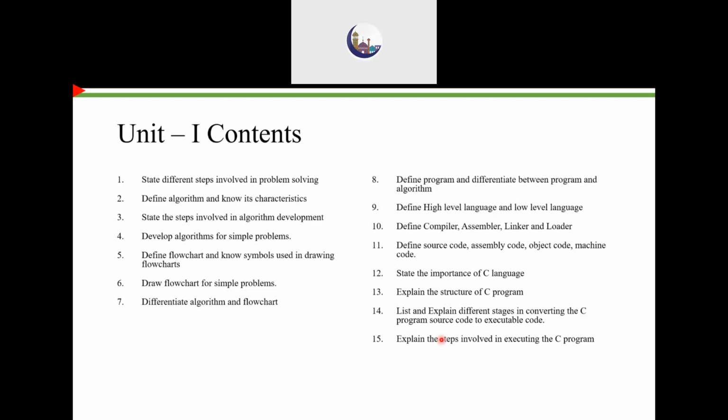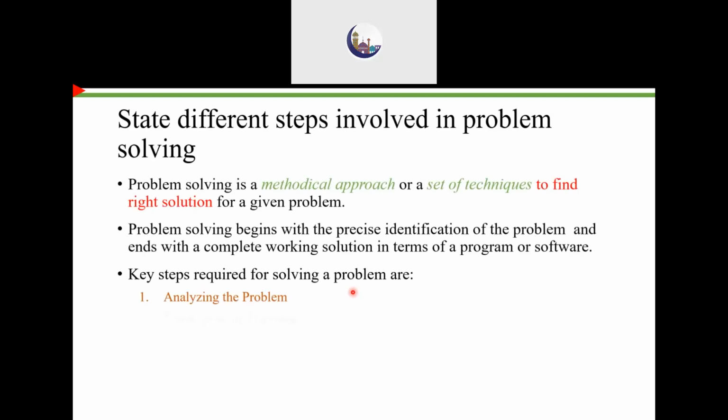And let us quickly jump on to our subject. So we have seen, let us quickly revise back, that problem solving is nothing but a set of techniques in order to get a solution to a given problem. And in order to get a solution to a given problem, we have 4 steps to be followed. One is we need to analyze the problem. Second is we need to develop a strategy or a plan, which is nothing but an algorithm.